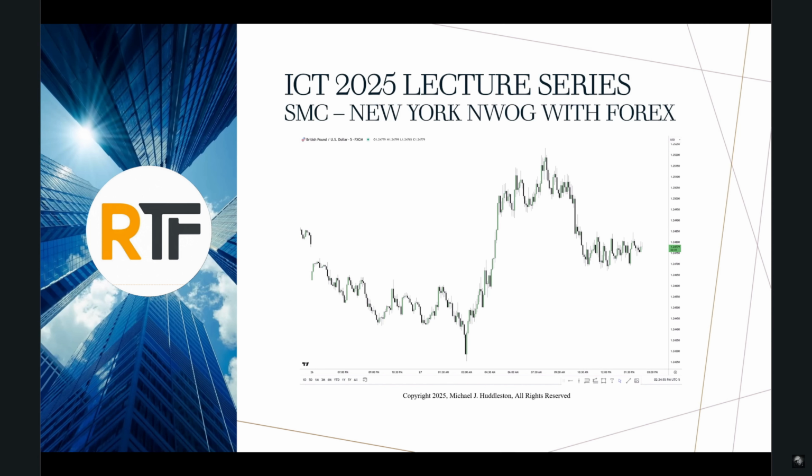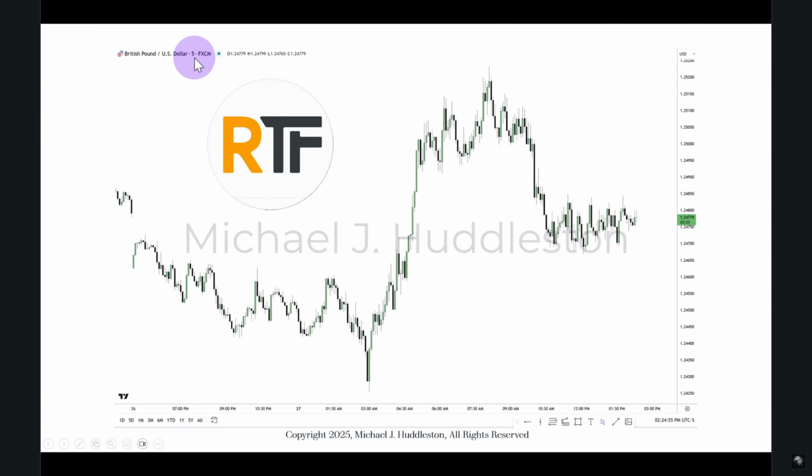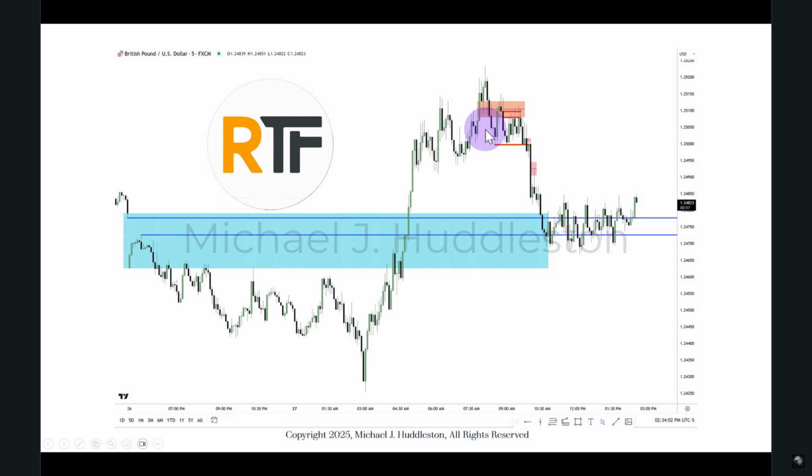All right, so we are looking at the New York New Week Opening Gap with Forex. I want you to take a look at this and notice right over here. You see this? That is the Friday close, Sunday opening, 5 p.m. Eastern Time. So that is your New Week Opening Gap. So here's the New Week Opening Gap, and we're trading inside of the New York session.